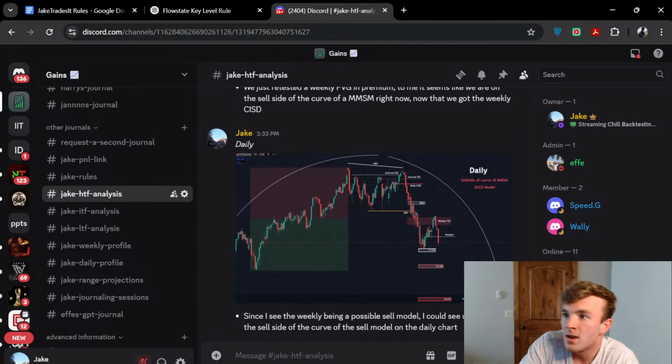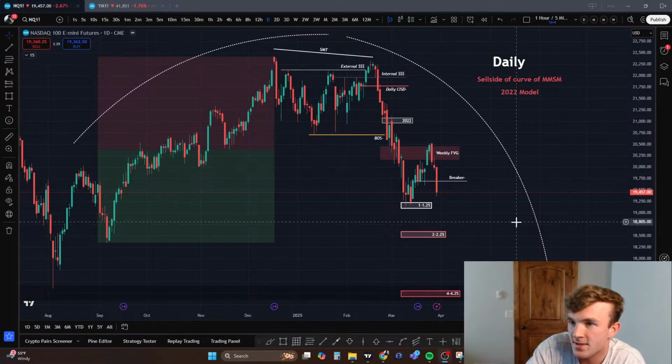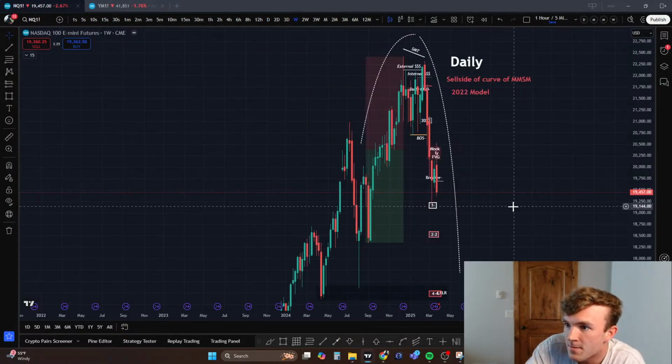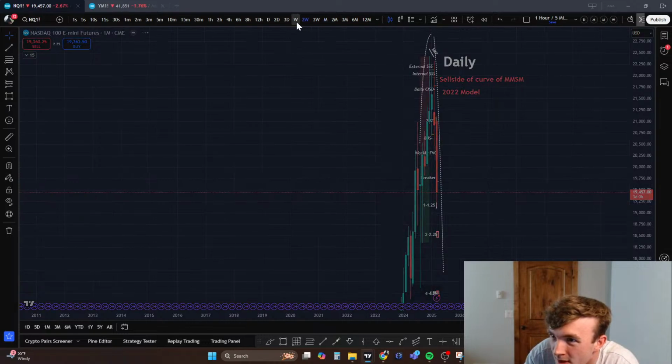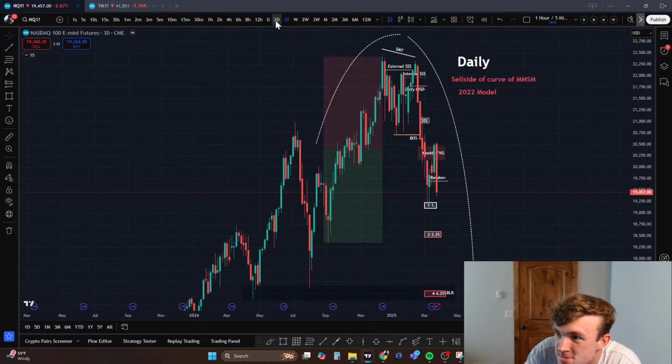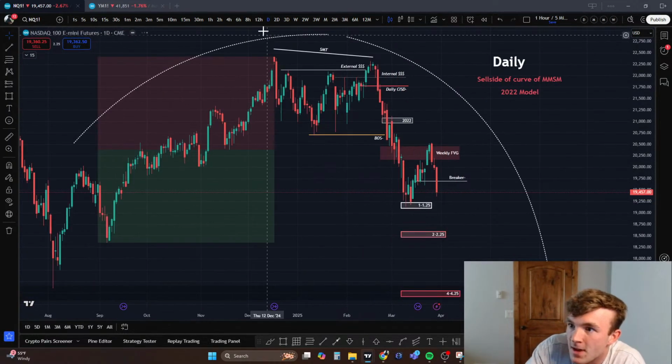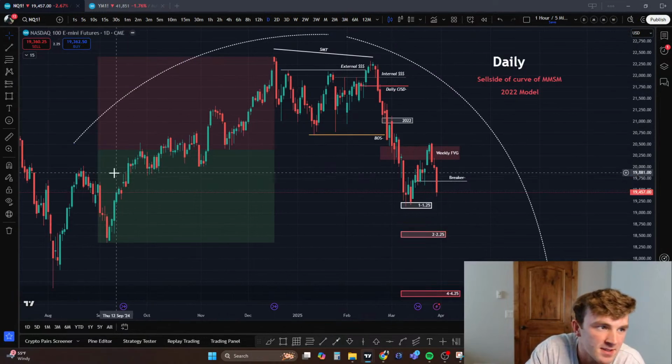So like I said, I think we are possibly on the sell side of the curve here. So now we'll jump down into the lower time frame. Let's just double check everything on the higher time frames. Okay. What should we look at next?